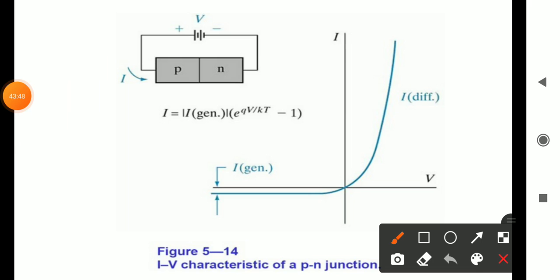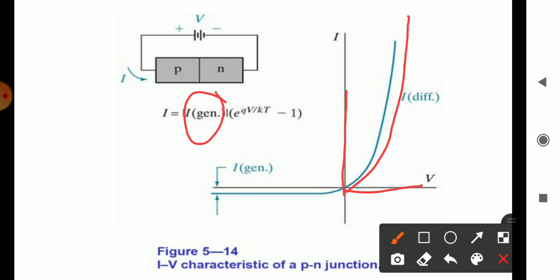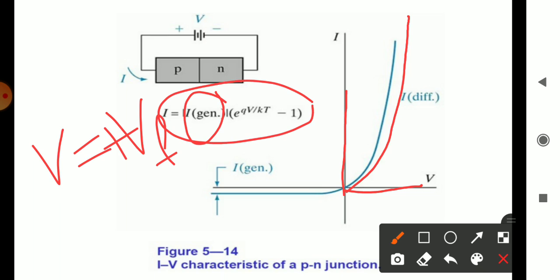As you can see here, we are drawing the graph with respect to voltage and current. When we supply the positive voltage, the current also starts to increase. So this is the current which is increasing exponentially. That's why the equation is given in that manner: I equals I generation current into e power qV by kT minus 1. If we supply V equals Vf, that is positive Vf, we call it the forward bias current. This is the picture of forward bias.